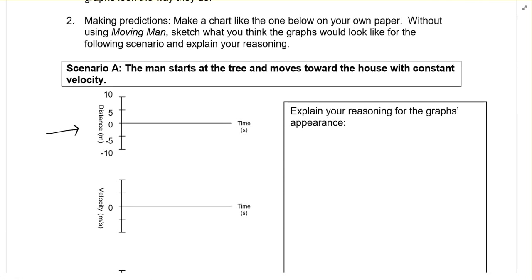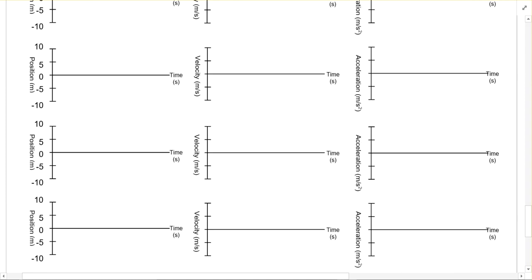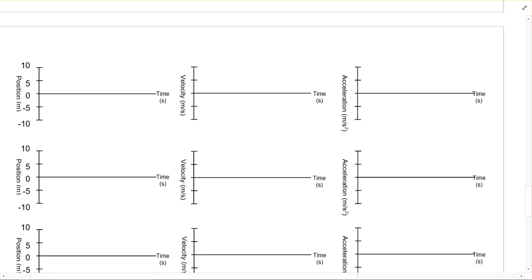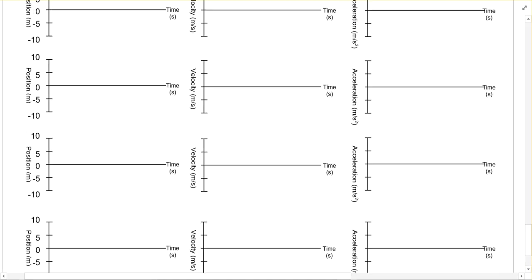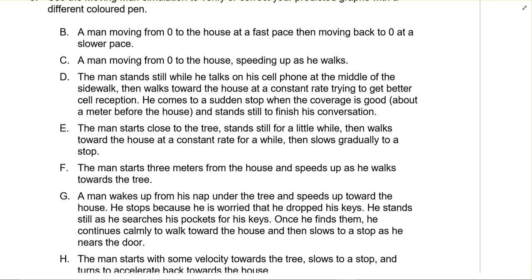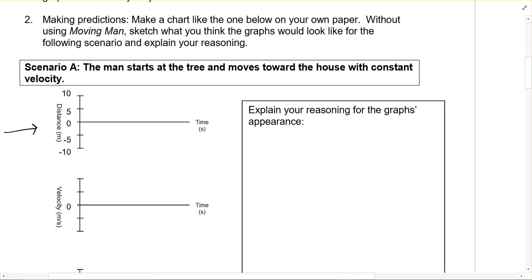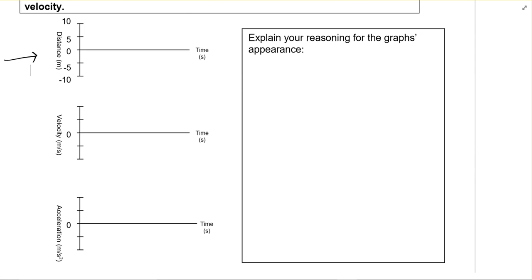And for number two here, I said make a chart like the one below on your own paper. You do, however, on the very last page, have a bunch of these already pre-made, so you don't have to really make your own. So you've got those. What I do want you to do, though, is explain your reasoning for the graph's appearance. So you're going to make your own, right? And tell me why you think it would look that way.